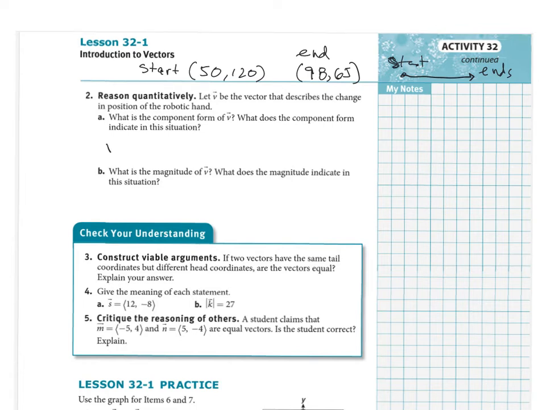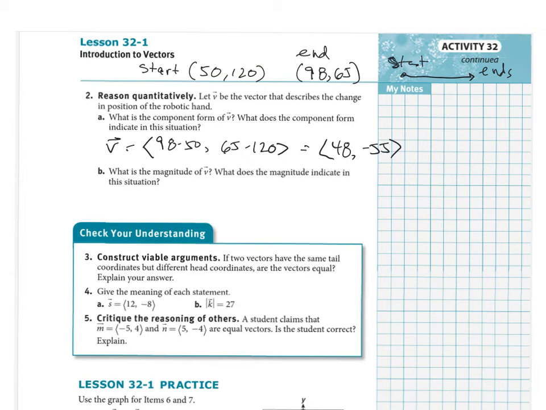Okay, so now we maybe know what to do a little bit better. So vector v, we want to go head minus tail. So 98 minus 50, and then we're going to do 65 minus 120. And so we end up with the component form of this vector being <48, -55>.